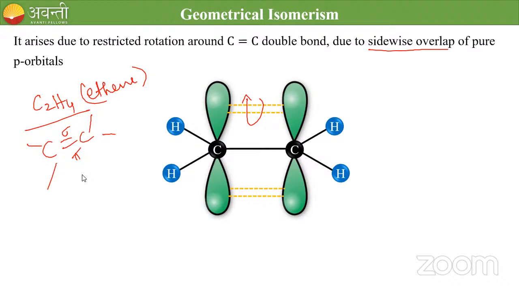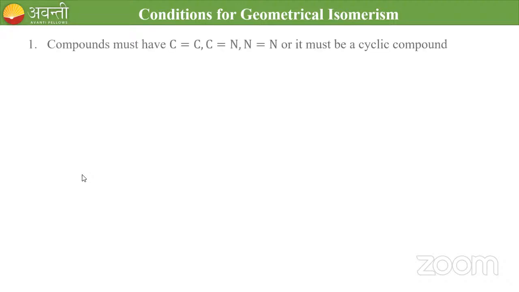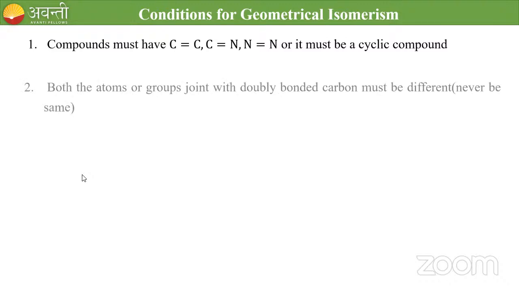Now, what is the condition for geometrical isomerism to be exhibited by some compounds? The very first condition is that the compounds must have a carbon-carbon double bond, carbon-nitrogen double bond, or nitrogen-nitrogen double bond, or it must be a cyclic compound. So this is condition number one. Geometrical isomerism exists only in these types of compounds. Second, both the atoms or groups joined to the doubly bonded carbon must be different.